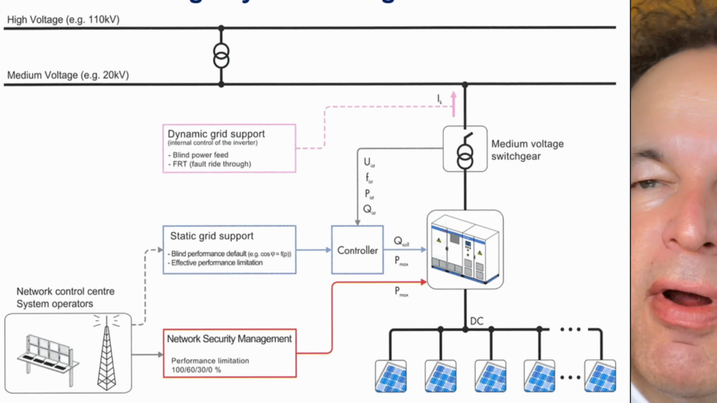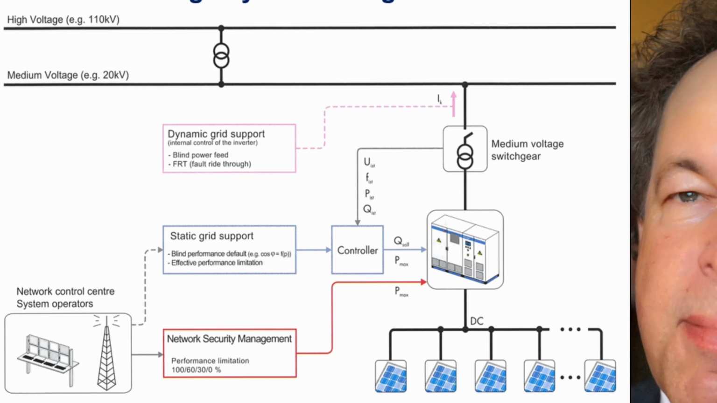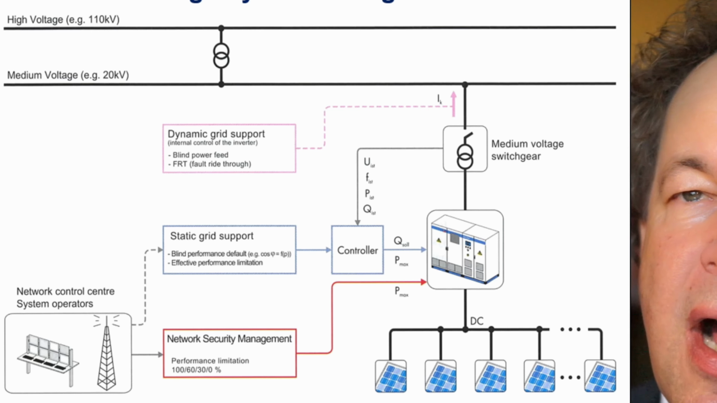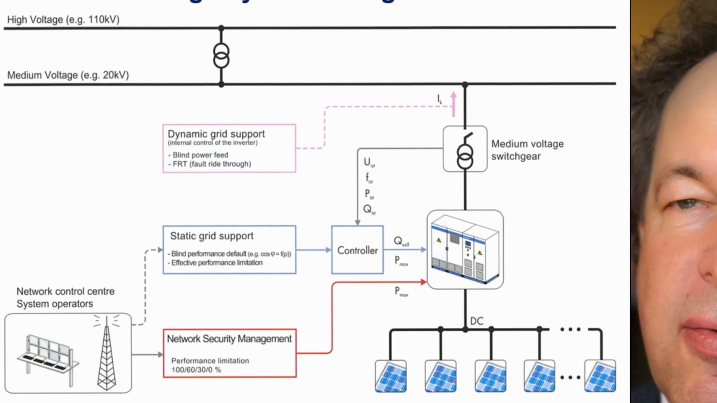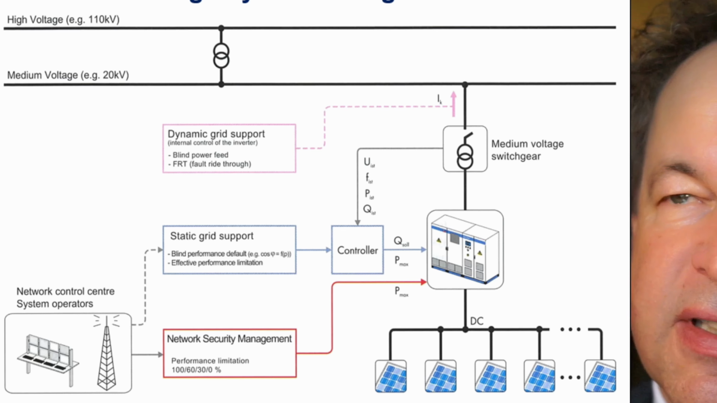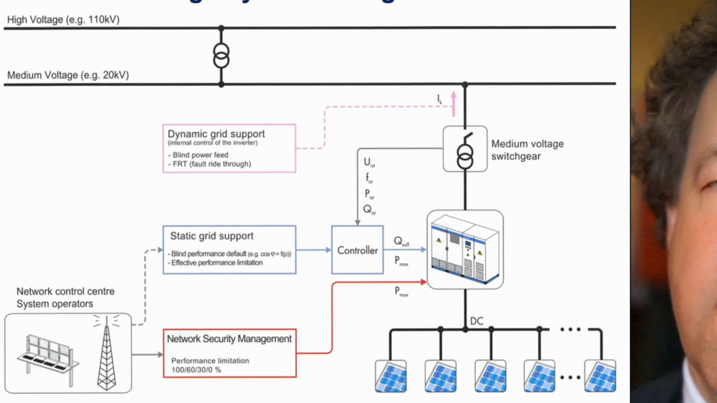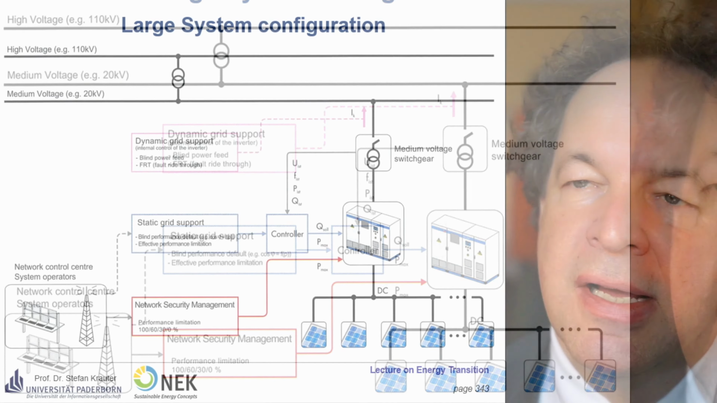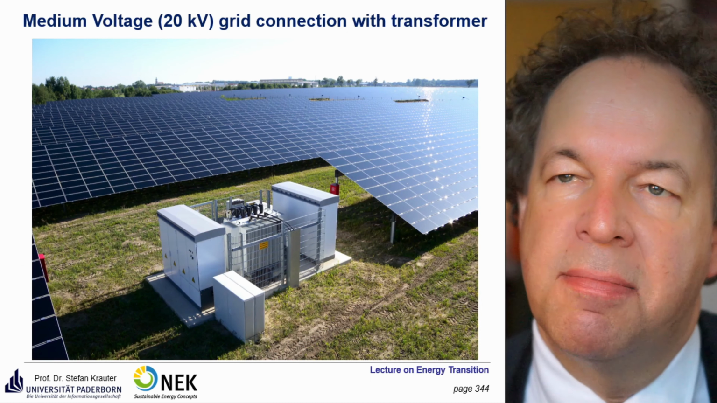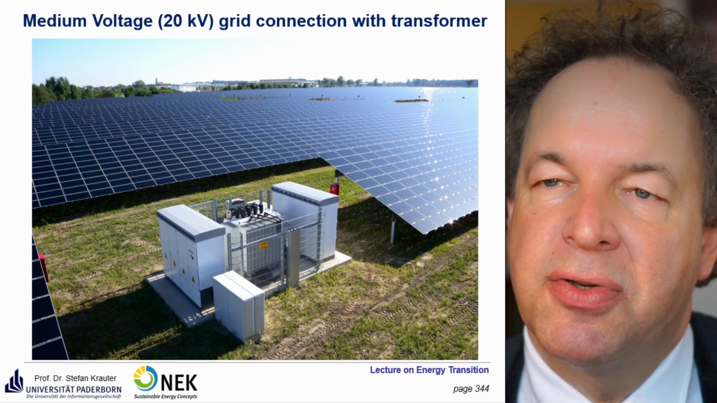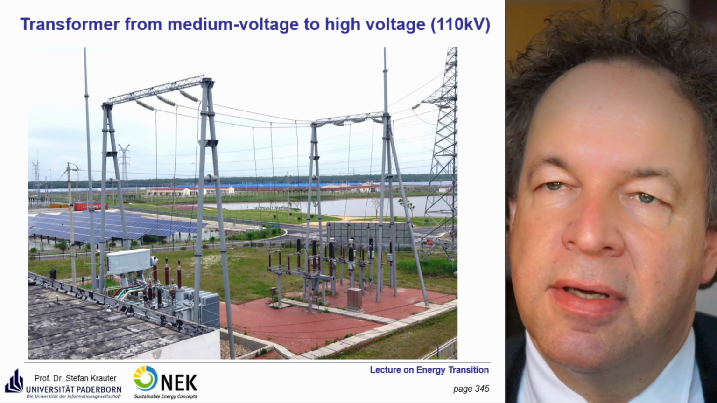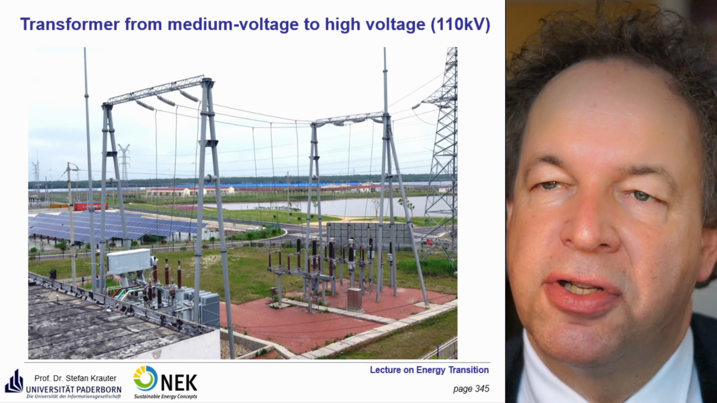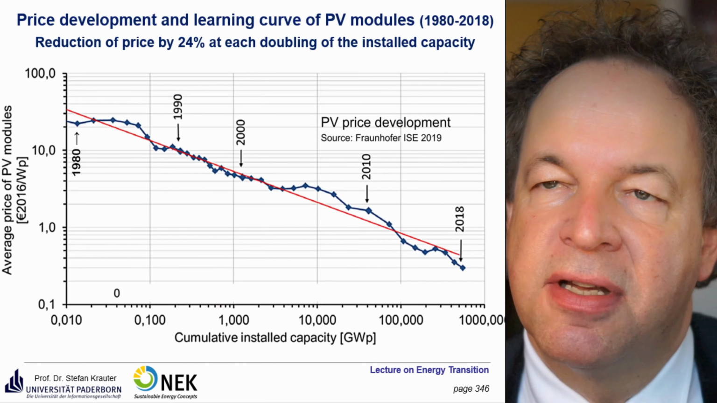For large system configurations, you're not only going to the low voltage grid, you're going either to the mid voltage grid, or for a very large system, you even go to the high voltage system, for example, 110 kilovolt or even 380 kilovolts. There you can perform several tasks for the grid, so you're in contact with the grid operator, so you can provide dynamic grid support, you can provide static grid support by using reactive power, and so on. So this is a medium voltage grid connection with a transformer, what you see here. This is a high voltage grid connection, 110 kilovolt in China with a 100 megawatt system.